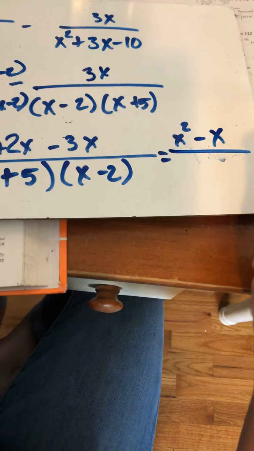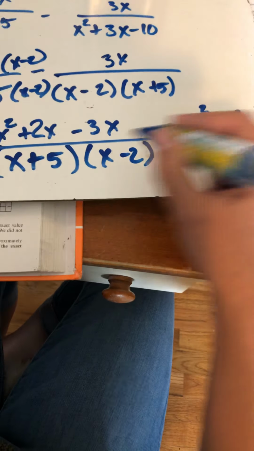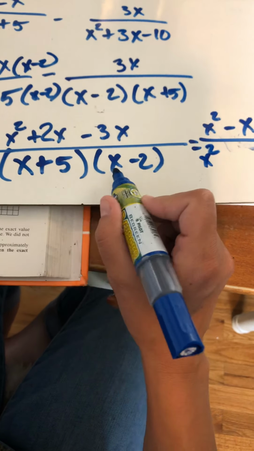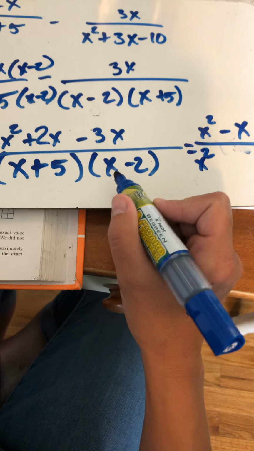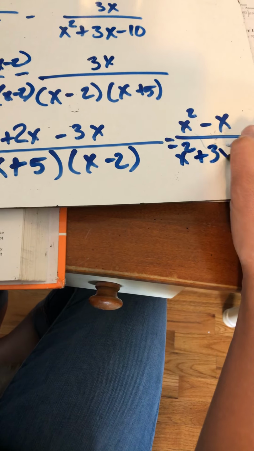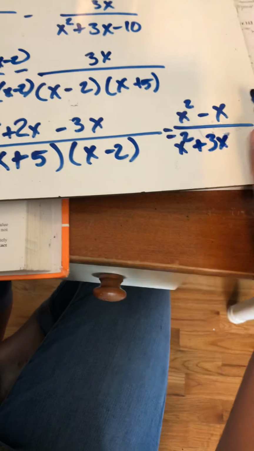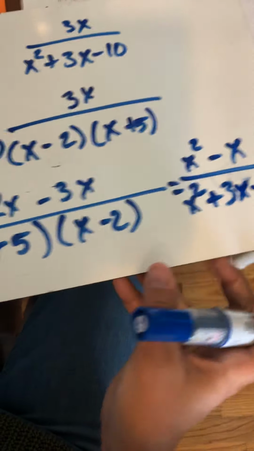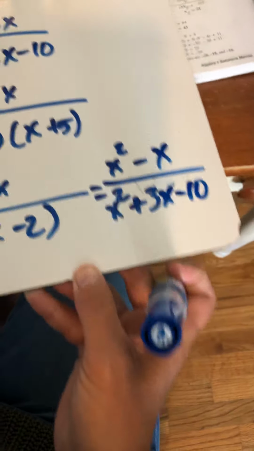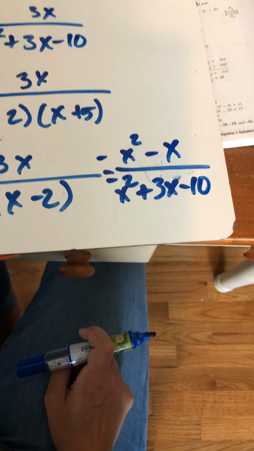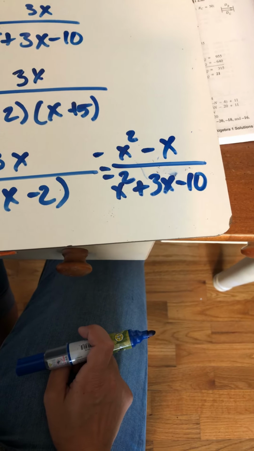And then I redistribute. My x times x gives me x squared. My x times negative 2 gives me negative 2x. 5 times x gives me positive 5x. So that's a negative 2x and a positive 5x, so a positive 3x. And then my 5 times my negative 2 gives me my negative 10. And that is the answer to your question. Oh, I'm sorry, this one is a negative. Negative x squared minus x over x squared plus 3x minus 10.